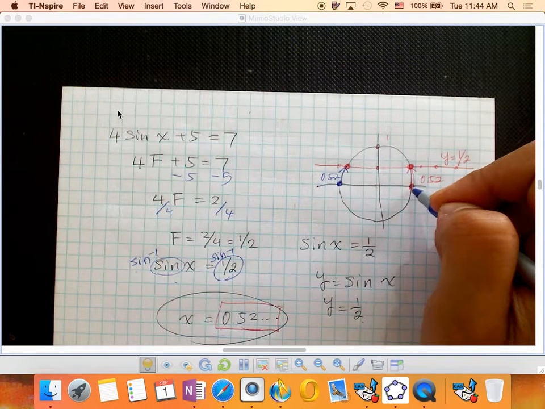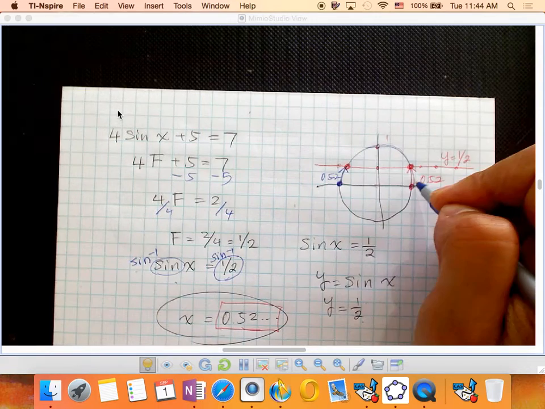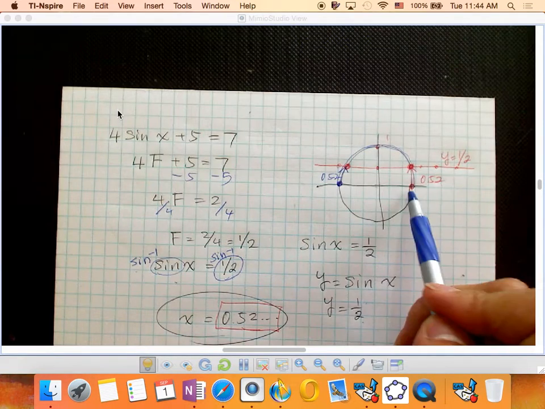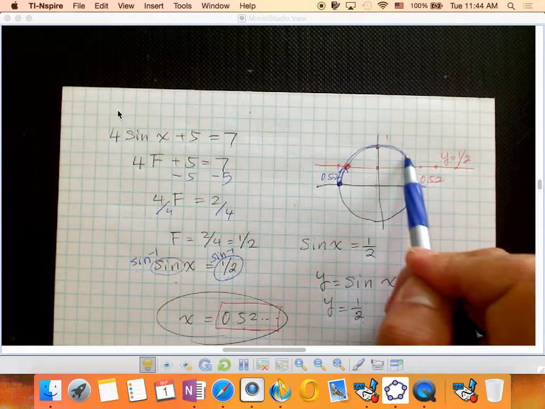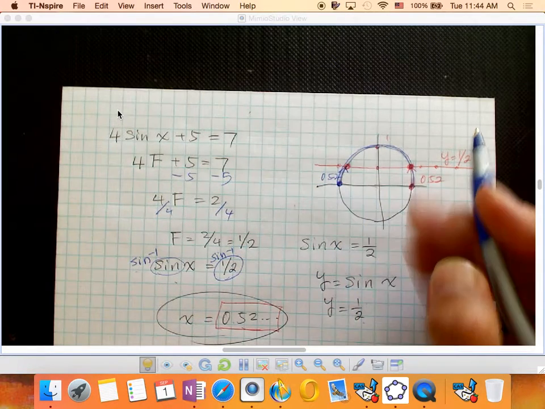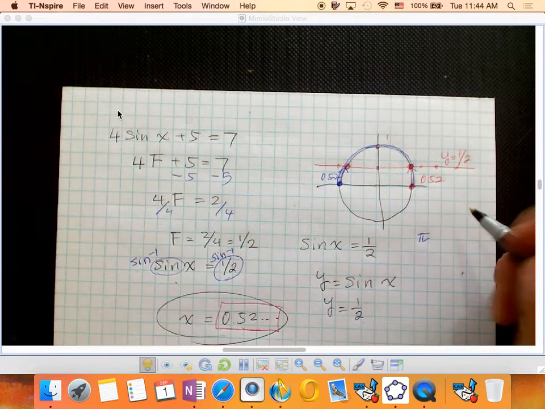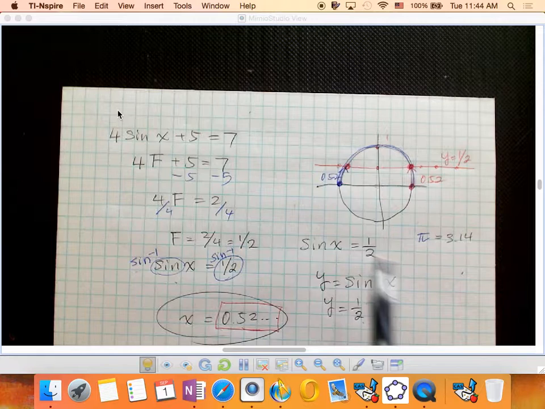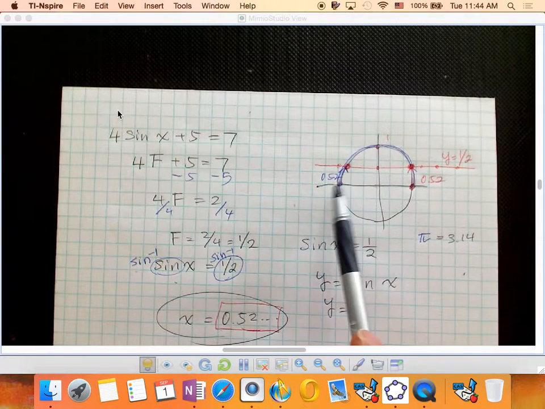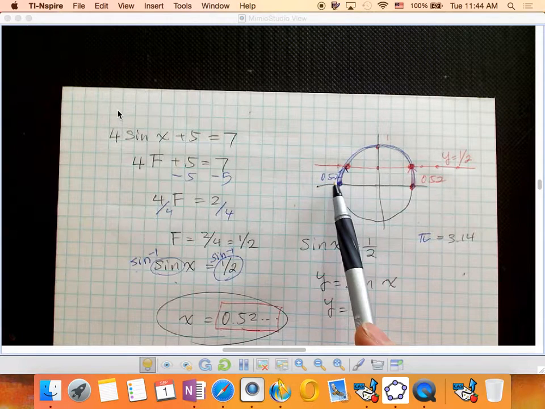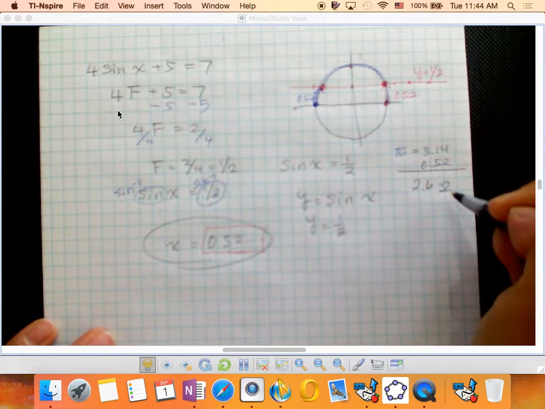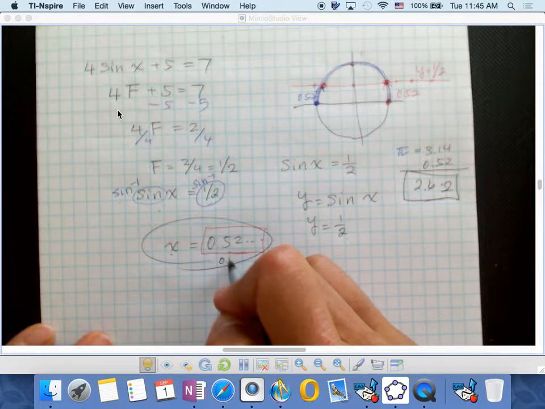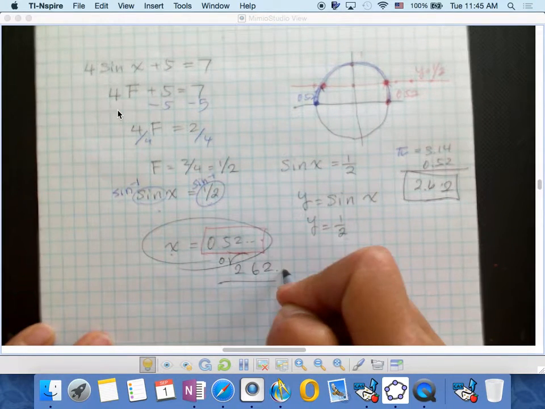What do we know about pi? The radian pi, if I travel half a circle, or semicircle, the distance I travel is pi, which is 3.14. But the second intersection is 0.52 less than 3.14, so I should subtract that. So the distance I travel should be 2.62. So there should be two answers. X should be 0.52 or 2.62-ish. Okay?